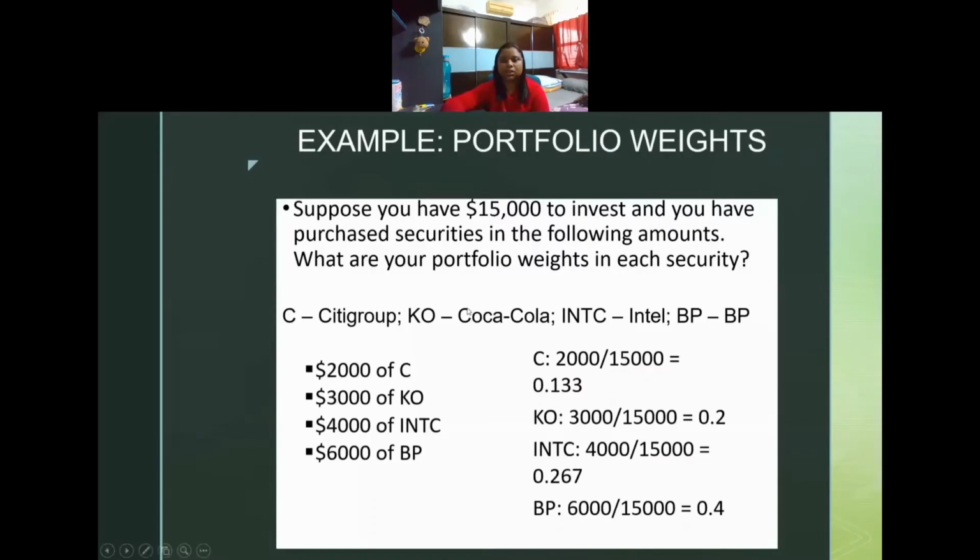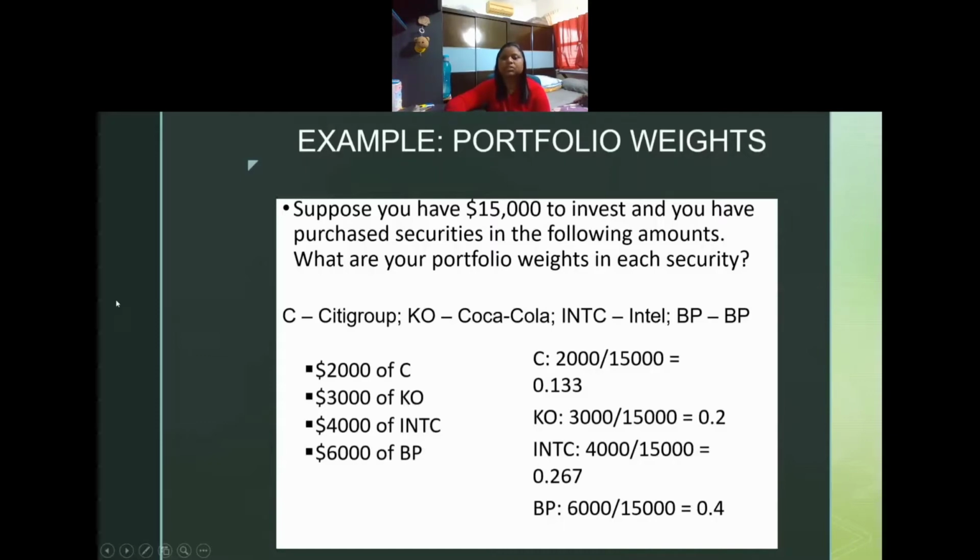So here basically the new question is, suppose you have 15,000 to invest and you purchase securities in the following amounts. What are the portfolio weights in each security? So here we indicate each short word with its actual name. C is for Citigroup, KO is for Coca-Cola, INTC is for Intel, and BP is for BP. All right. So these are the amounts for each security. 2000 is for Citigroup, 3000 is for Coca-Cola, 4000 is for INTC, and 6000 is for BP.